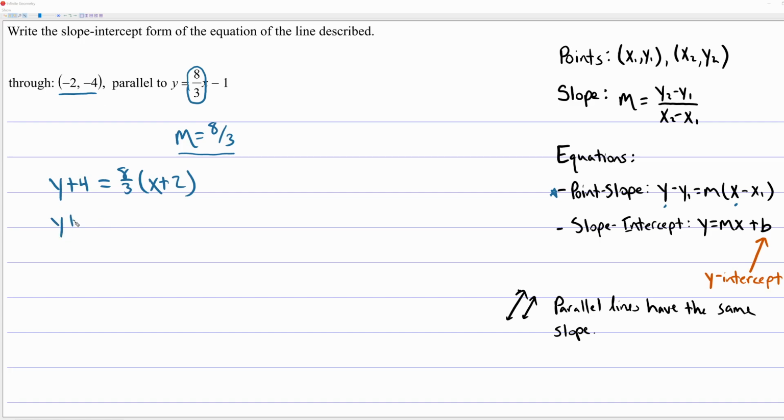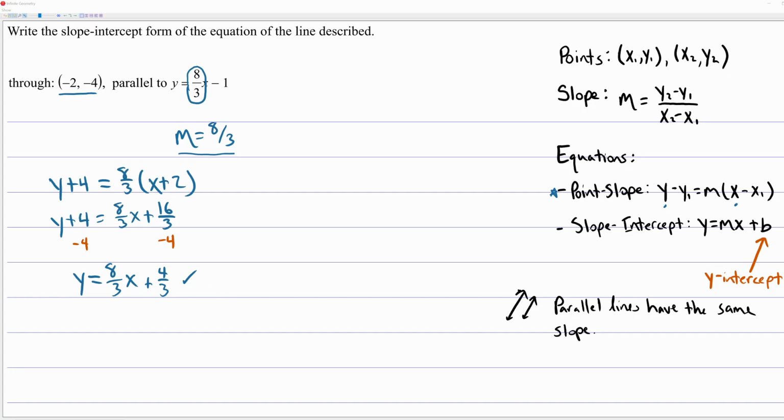Use the distributive property. y plus 4 is 8/3 x plus 8/3 times 2, which is 16/3. And now we need to subtract 4 from both sides. Again, get out a piece of scratch paper to work with the fractions if you're not comfortable with them. So we have y equals 8/3 x, plus 16/3 minus 4. That's 16/3 minus 12/3, which is 4/3. So there you go. That's the equation in slope-intercept form.